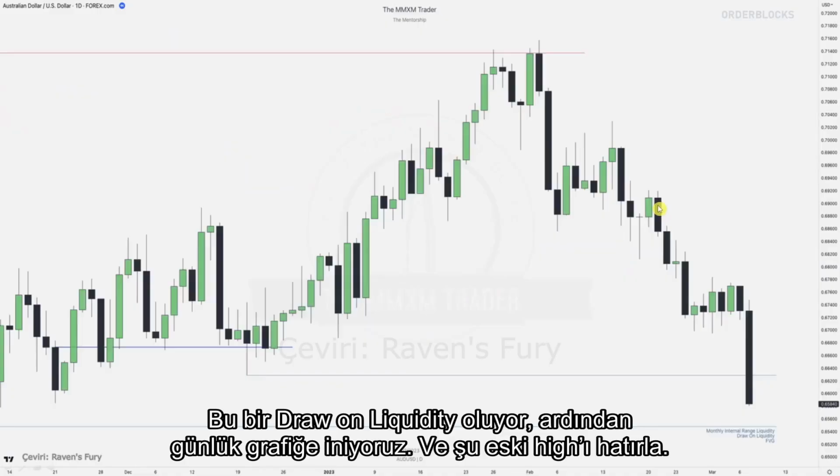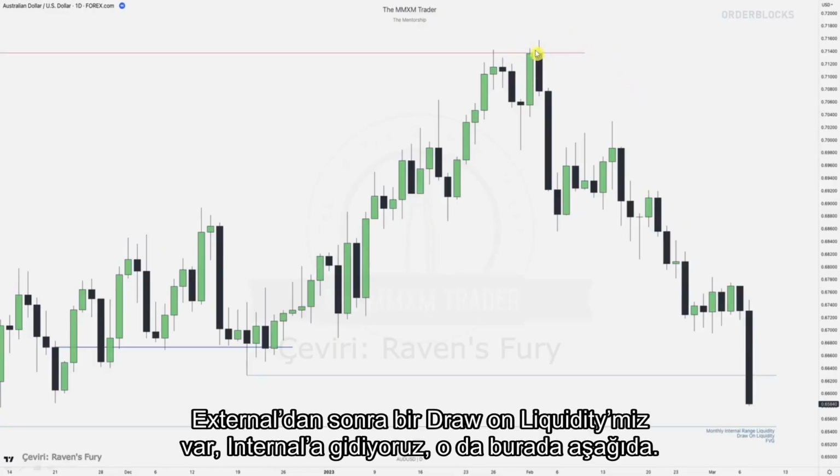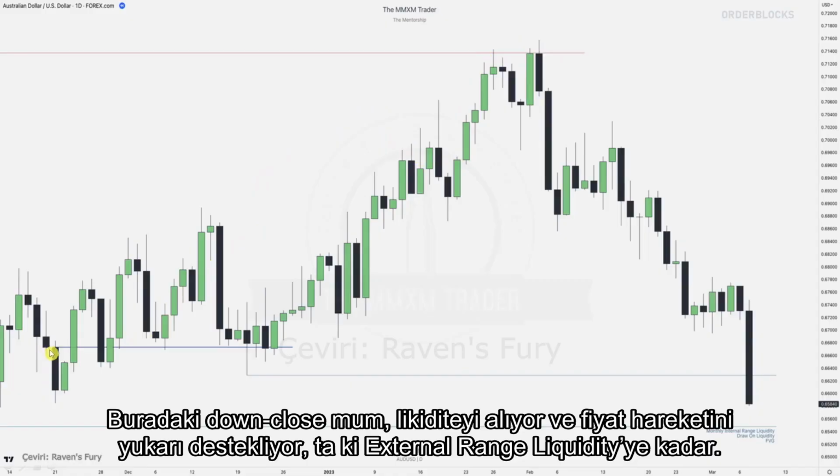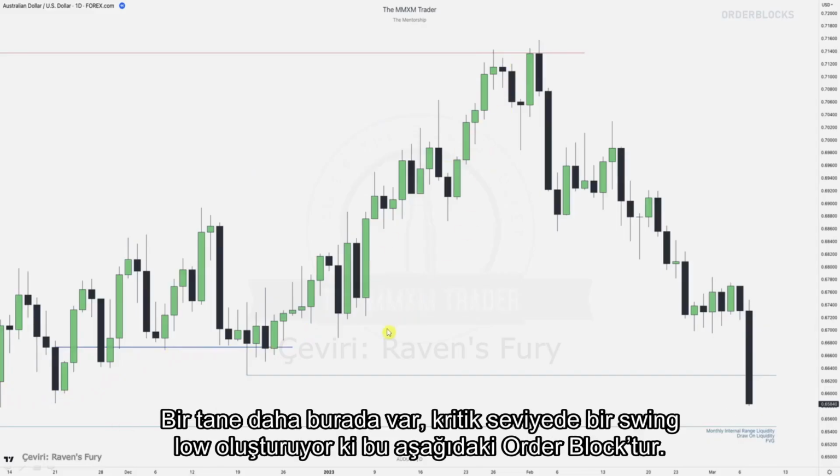Dropping down into a daily chart right here. And remember that old high got raided, right? And we have our draw on liquidity. After external, we go to internal, which is below here. But before we reach this external range, look where price is being supported at. We have this down close candle taking out liquidity and supporting price action all the way up into that external range liquidity.